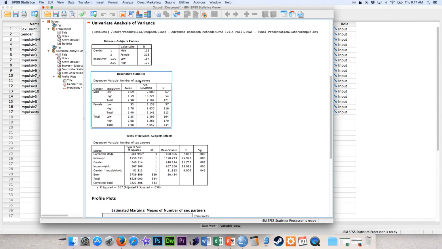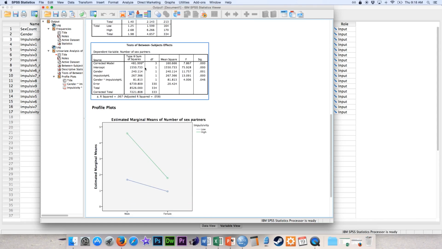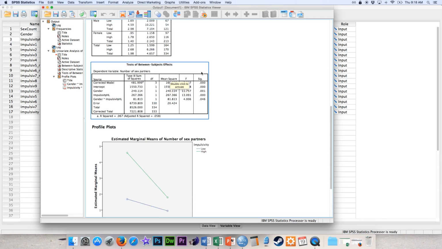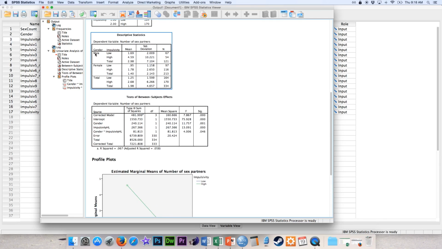So it looks like, and I'm going to skip down here to where it shows significance, it looks like all the hypotheses turned out to be true. In fact, gender was significant. If we scan over here, it was significant. And if we come back up here, we see that the males had on average about 3 sex partners, and the females had on average about 1.4 sex partners. So that first hypothesis turned out to be true. Males had more sex partners than females. It was also shown that impulsivity was quite significant as well.